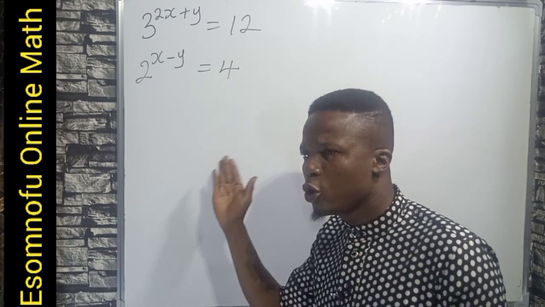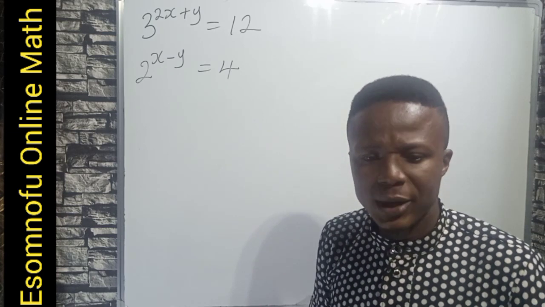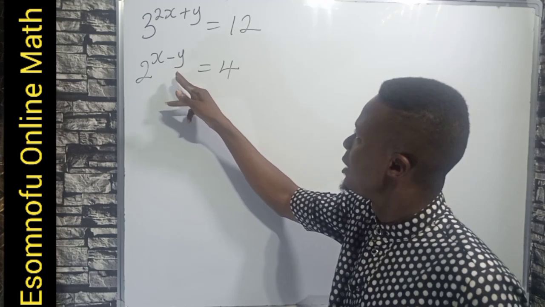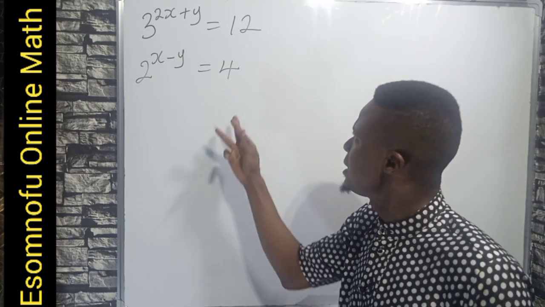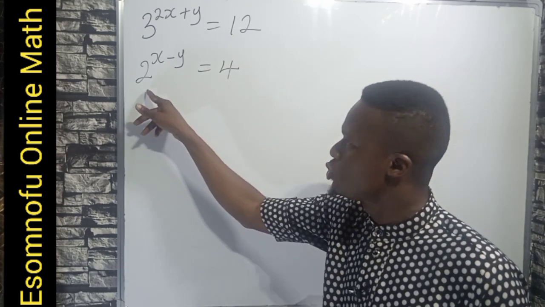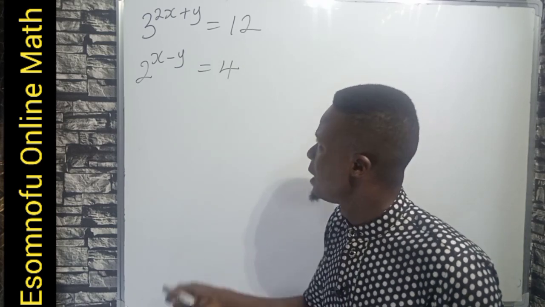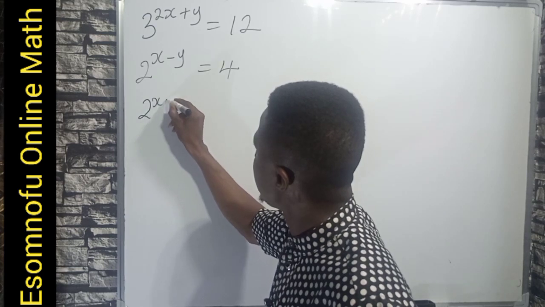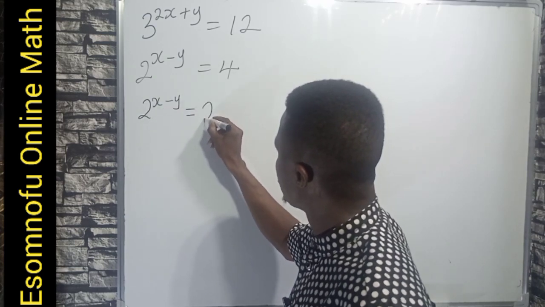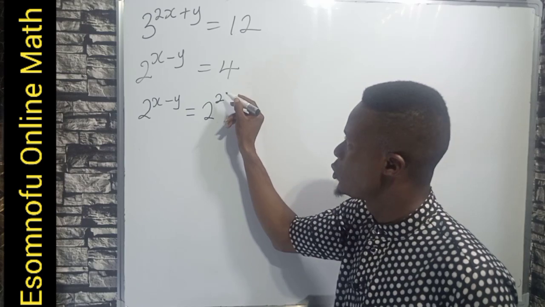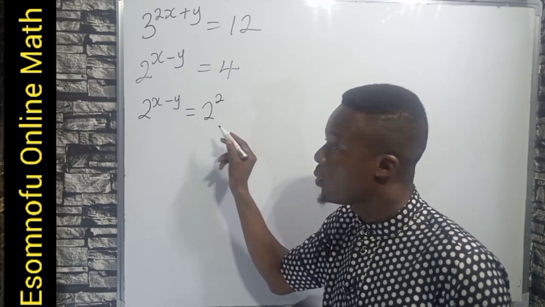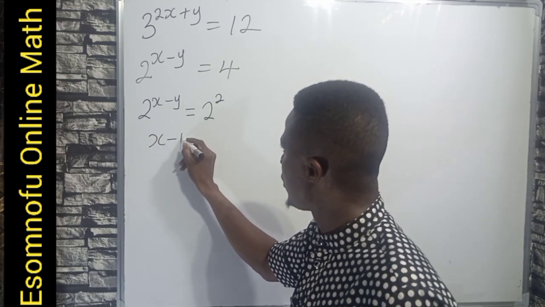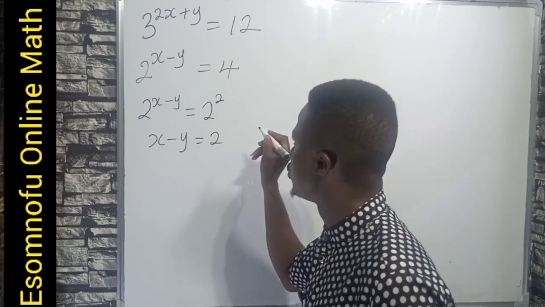Leave that equation 1, go to equation 2 to see if you are going to get something meaningful. In equation 2 we see that 2 to the power of x minus y is equal to 4. Seeing 4, I know that I can raise 2 to a power to get 4. Because of that, I can now write that 2 to the power of x minus y is equal to 2 to the power of 2, because 2 power 2 will give me 4. When the bases are equal, you can equate the powers. Therefore, I can write that x take away y is equal to 2.